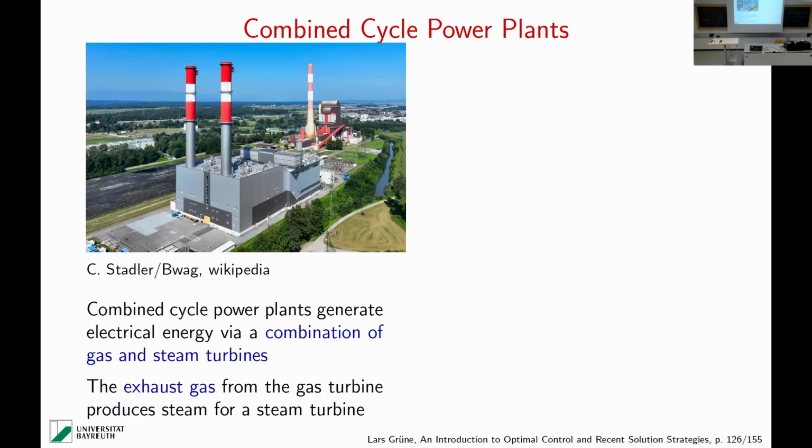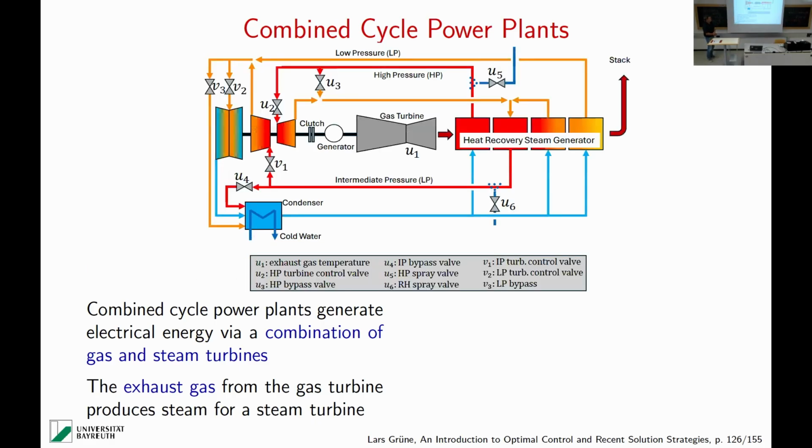So the rough idea is that you first have the gas turbine, where the burned gas goes into, but then the exhaust gas, which is still very hot, that comes from the gas turbine, produces steam, and the steam then goes into the steam turbine. So you actually drive two turbines by one combustion process. And that's a very efficient way of extracting the energy from the gas.